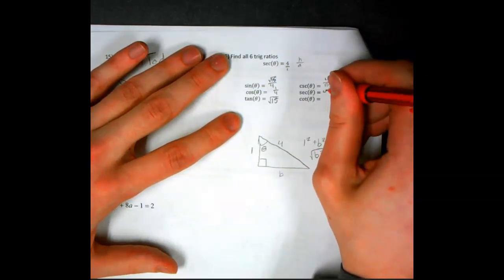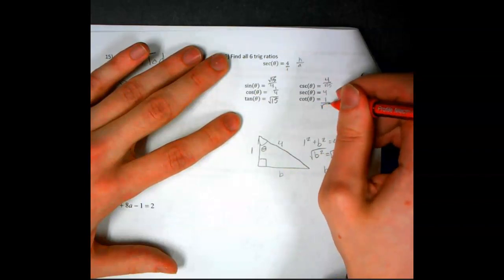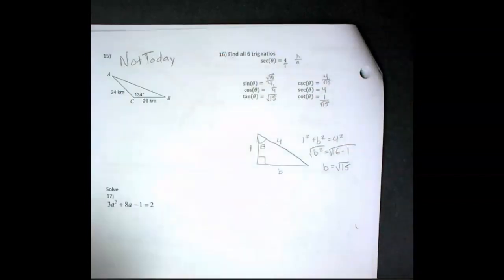Secant we said was 4. Cotangent will be 1 over the square root of 15. And those are our 6 answers.